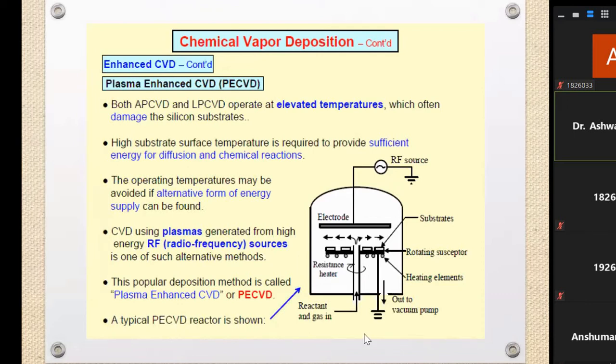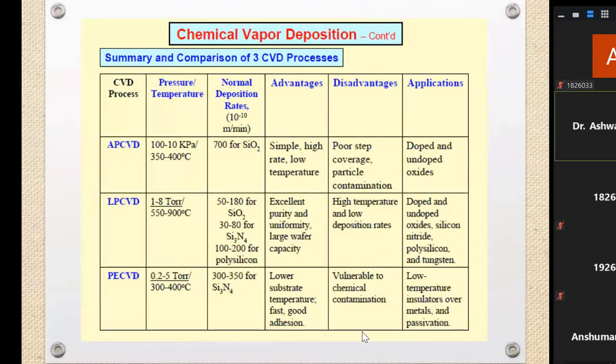When we compare these different methods, APCVD is normally what we call CVD, the atmospheric pressure CVD. The next methods are low pressure CVD and plasma enhanced CVD. So this is the comparison of the three methods: what is the pressure and temperature range, and what is the normal deposition rate. You can see the deposition rate varies with the methods, along with the advantages, disadvantages, and applications. Accordingly, depending on our requirement, precision or fast vapor deposition, we will choose the appropriate method.